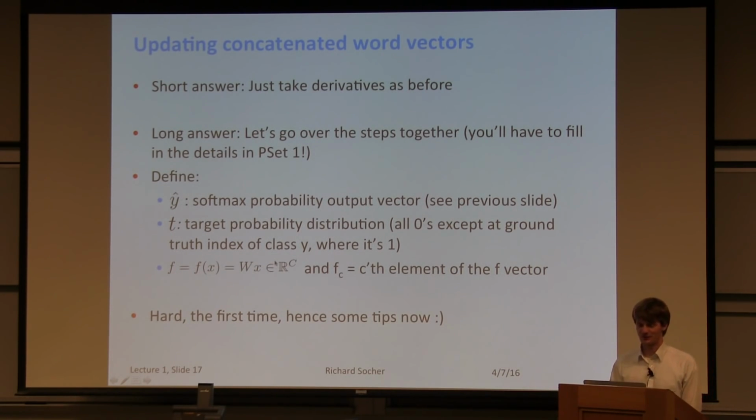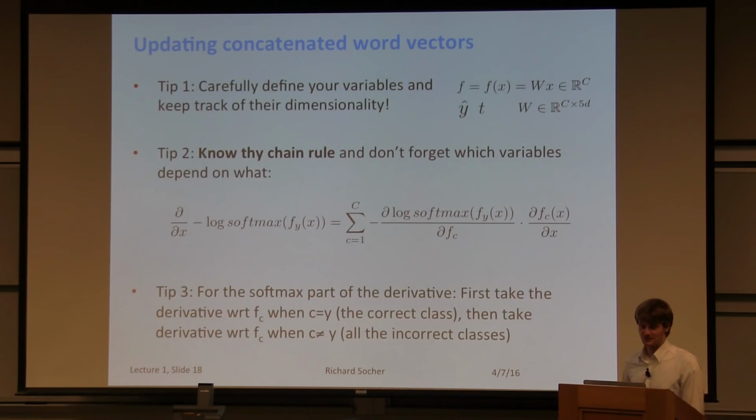Actually, let me ask you this question. What do you think is the number of columns for W if we have d-dimensional word vectors and we have a total window size of 10? That's right, 10D, great. All right, whenever we subindex f here, then again we'll take that subindex element of this vector f. All right, this can be a little hard if you haven't taken derivatives for a long time, so we'll go through a couple of tips now.